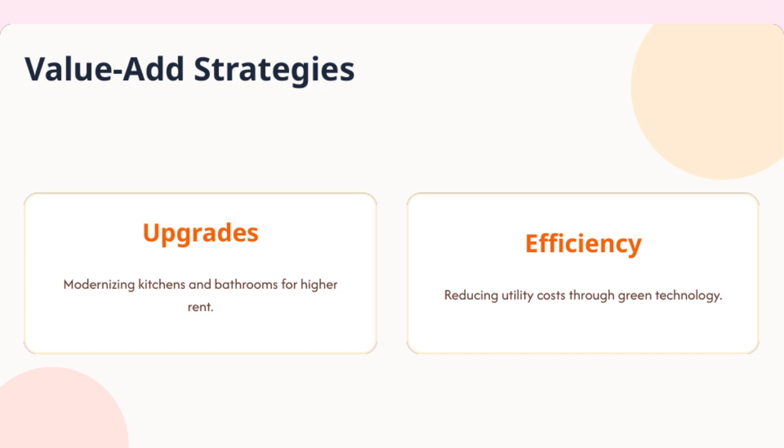When we modernize kitchens and bathrooms, we're not just making the space more appealing. These upgrades can lead to higher rent and attract tenants who value quality and eco-friendly features. Upgrades like energy-efficient appliances, LED lighting, and water-saving fixtures are excellent examples of value-add strategies. They enhance the property's appeal while also improving operational costs. Ultimately, these approaches tie into our overall goal of maximizing property value while being responsible stewards of resources. By investing in green technology and strategic upgrades, we're creating a win-win situation for both tenants and our bottom line.